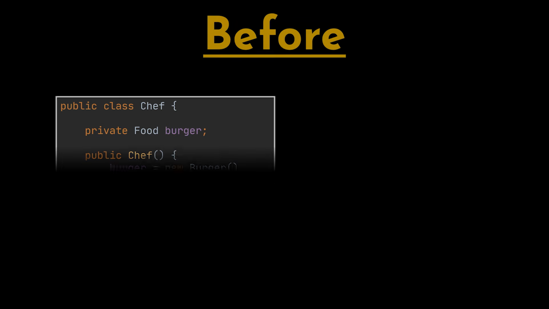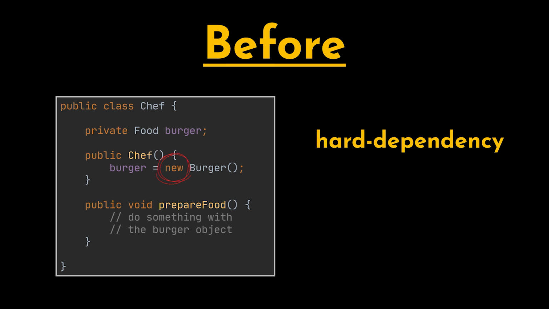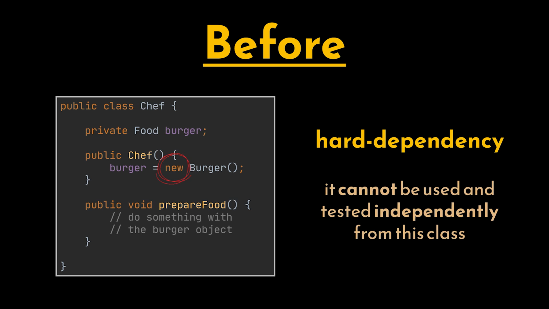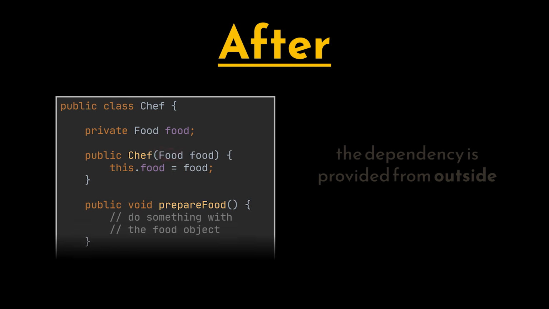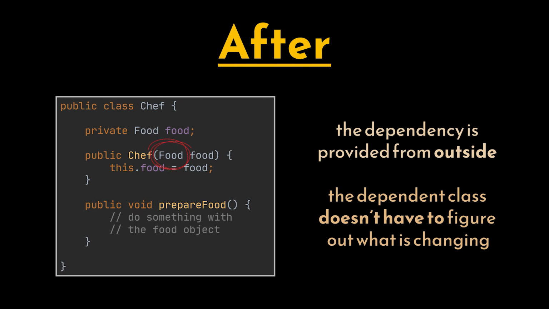Before, the chef would instantiate food in its constructor, creating a hard dependency using the new keyword. That meant the chef couldn't be reused or tested independently because it was tied to a specific burger object. With dependency injection, the chef no longer needs to know how to create food, it just receives it. If the food implementation changes later, the chef class doesn't care.